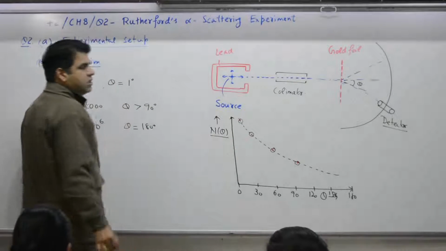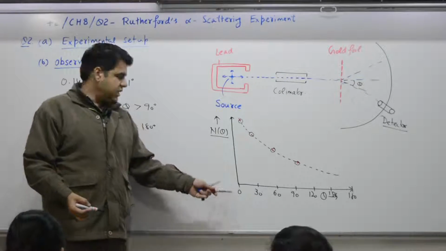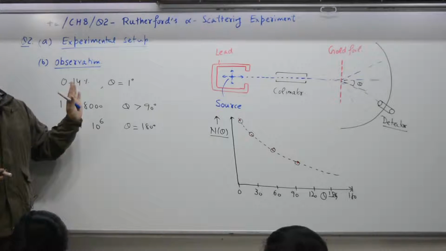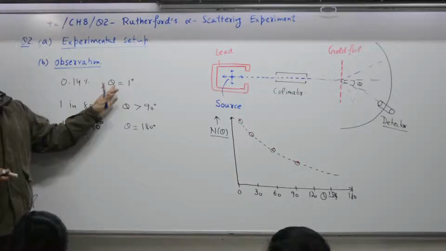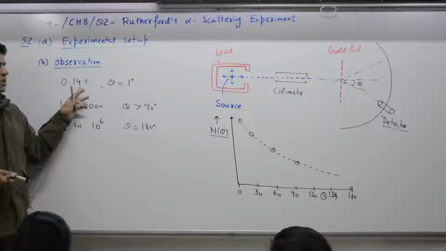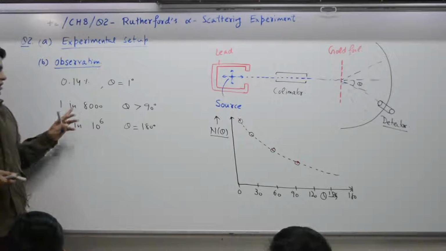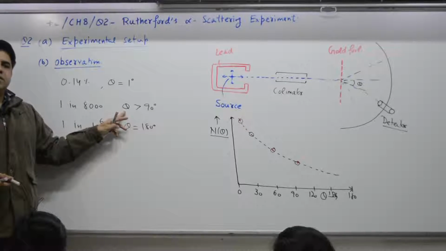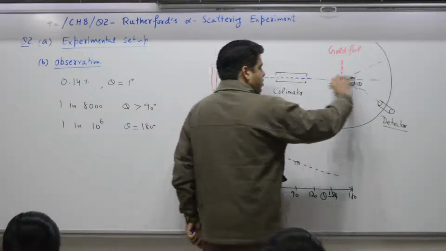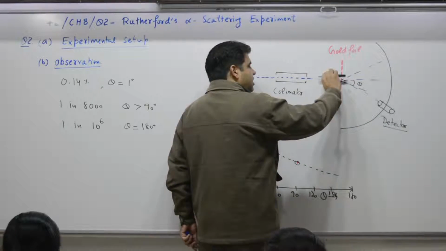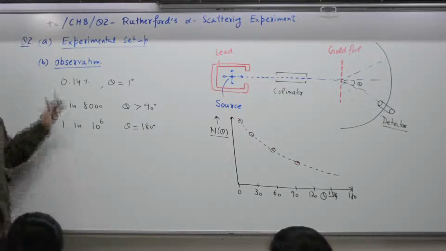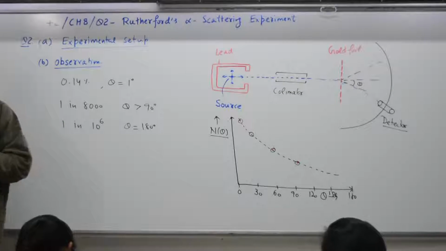Here N theta represents the number of alpha particles scattered through an angle theta. The observation is, if you have 1 million particles, the majority will pass as it is. Only a very small percentage undergoes a very small deflection of 1 degree. Particles undergoing 90 degrees are 1 out of 8,000. This is the angle 0, this angle is 180. So 1 out of a million comes back also. This was the observation. Time with you is 2 minutes to write the observation.